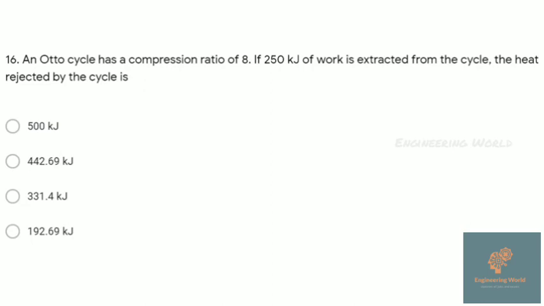Then the next question. An Otto cycle has a compression ratio of 8. If 250 kJ of work is extracted from the cycle, the heat rejected by the cycle is. Here I will draw the Otto cycle. This is a PV diagram. Here this one is the compression, then constant volume, then constant volume heat rejection. So we have to find the heat rejected by the cycle.